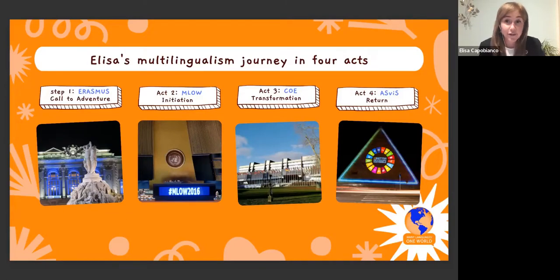Campbell divides the hero's journey into three main acts. The first act is the call to adventure or departure. The second step is the initiation. And in Campbell's hero's journey, the last step is the return. But in my slide, I add one step, transformation. So I really hope Campbell will forgive me for this. But next slide.